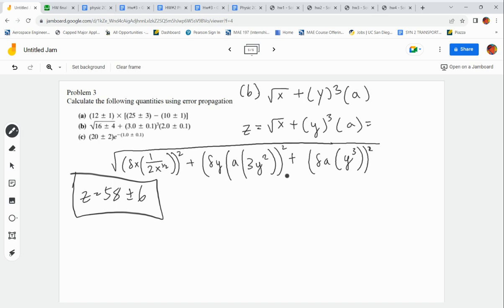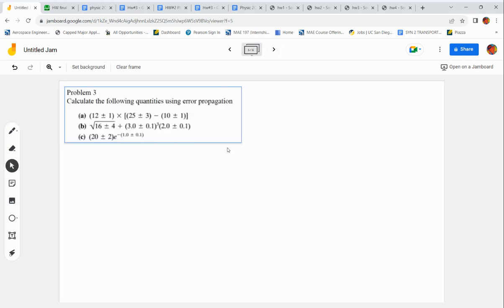So this software only allows me to record for 30 minutes, and then I have to stop and make another recording. So I'm doing C now, and I already made a mistake.